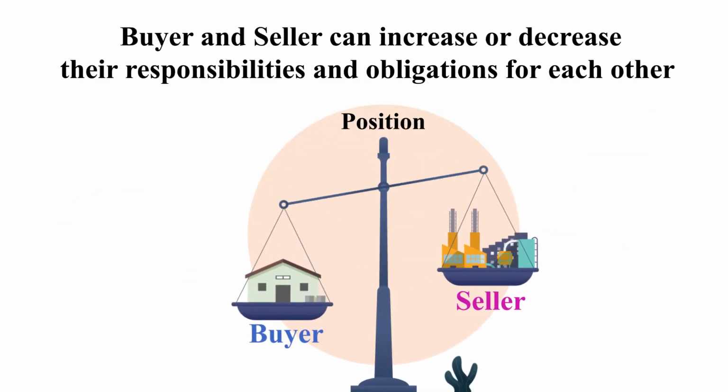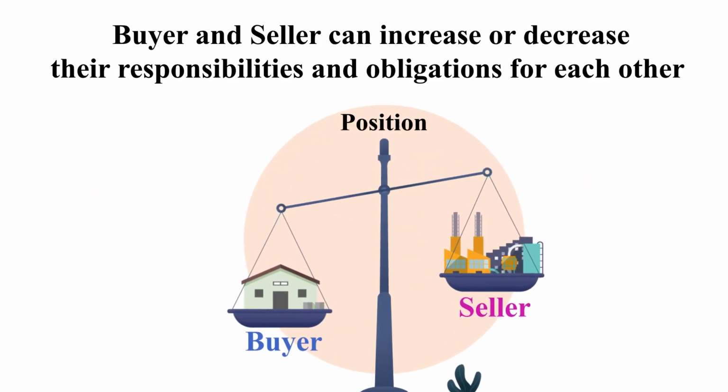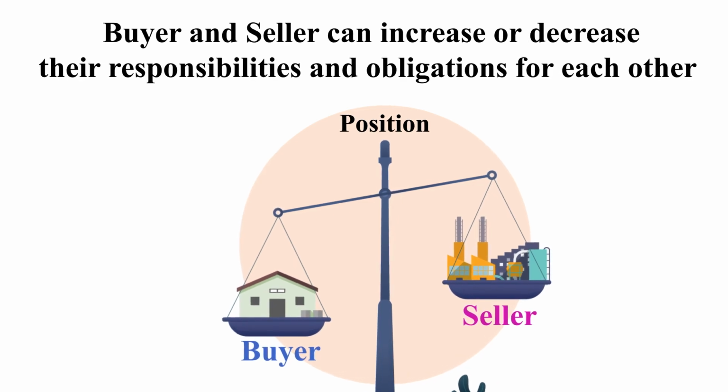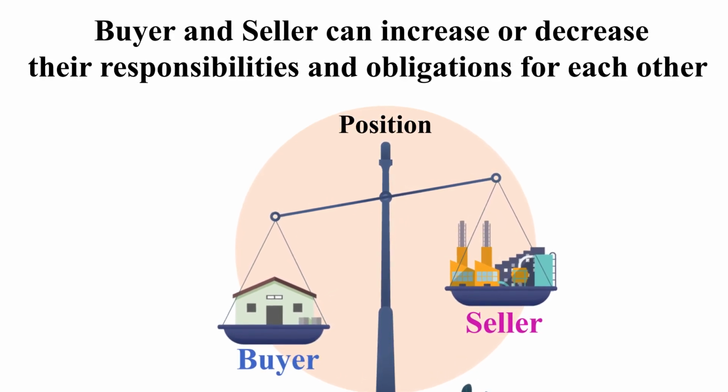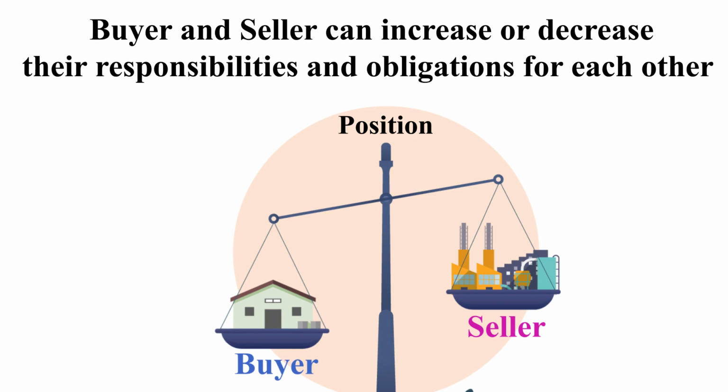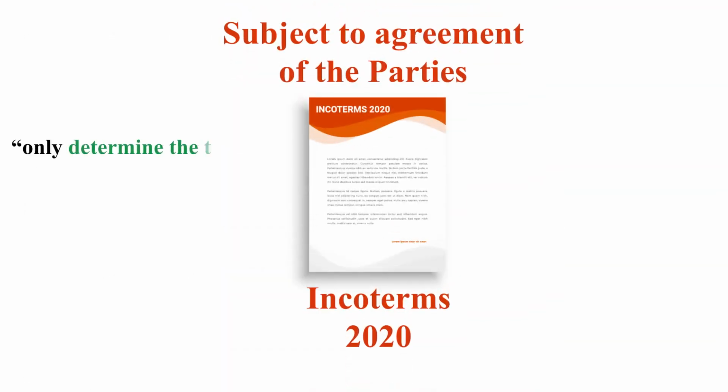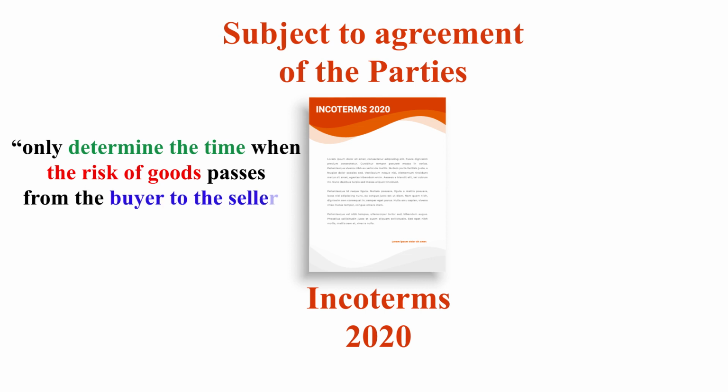Also, the 2 buying and selling parties can increase or decrease their responsibilities and obligations for each other depending on their strong or weak positions in the transaction, but they must not change the nature of the delivery conditions. The increase or decrease of responsibilities and obligations, if any, needs to be specified in the sales contract.